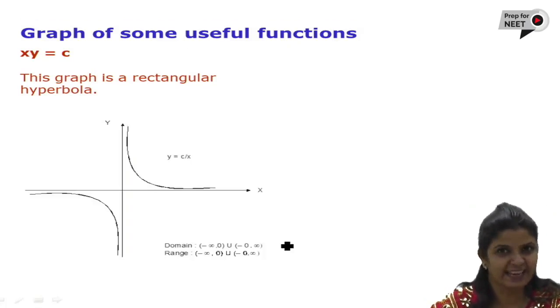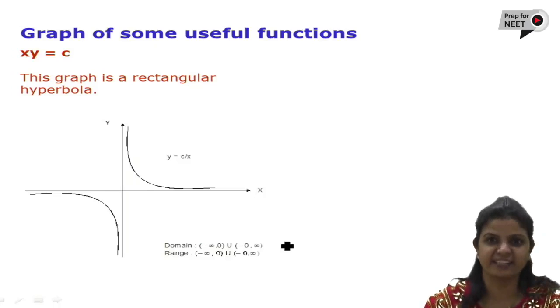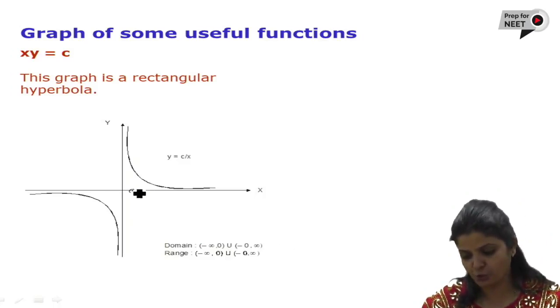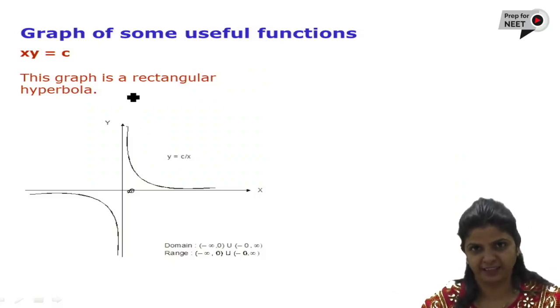So when I say the product of two variables is constant, it is very obvious that they are inversely proportional. If I check this graph, whenever you choose a small value of x, y goes to the maximum possible value, right?